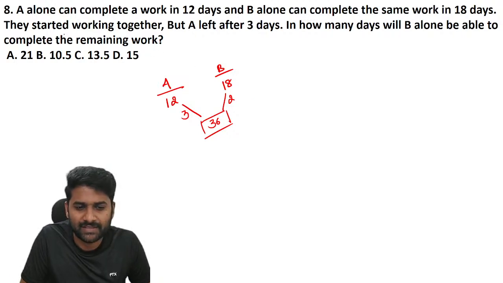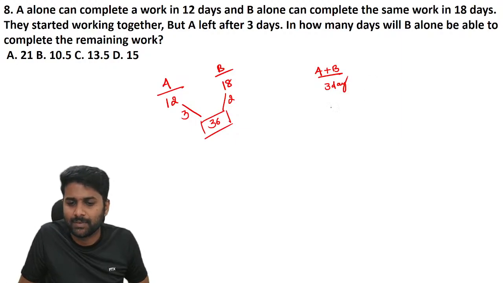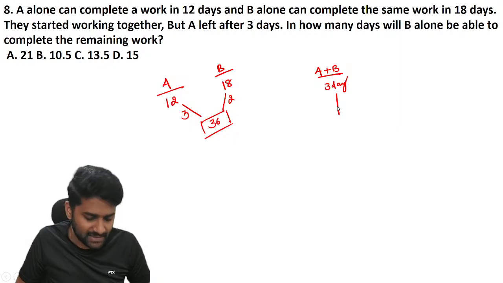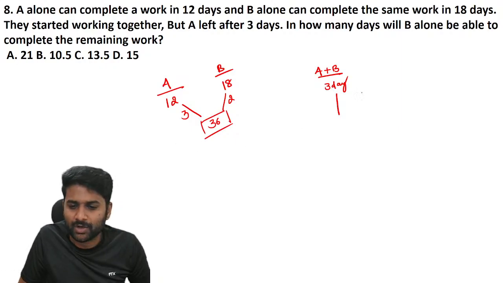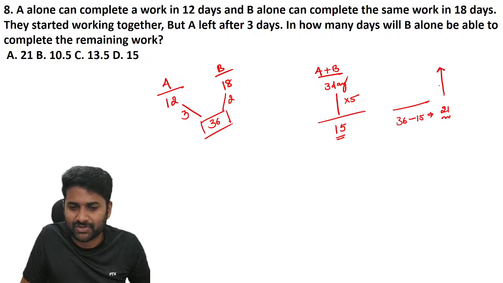Now here is the question. They started working together. A and B started working together. After 3 days, there is a change. But before that, A and B completed 3 days of work. According to the efficiency, A and B completed 5 units per day. So in 3 days they completed 15 units. How many units are left? 36 minus 15, 21 units are left. And these 21 units should be completed by B in how many days?